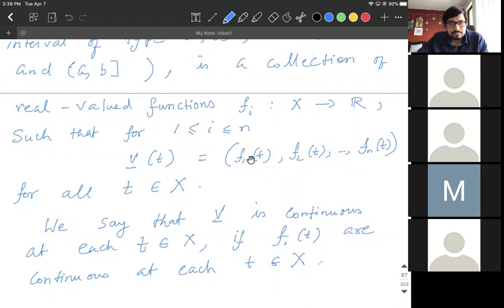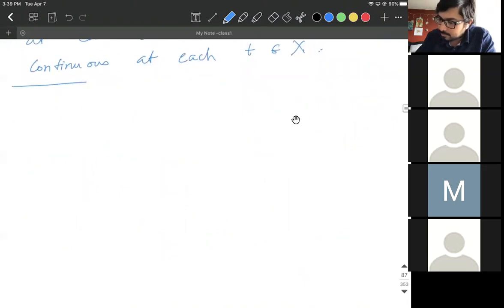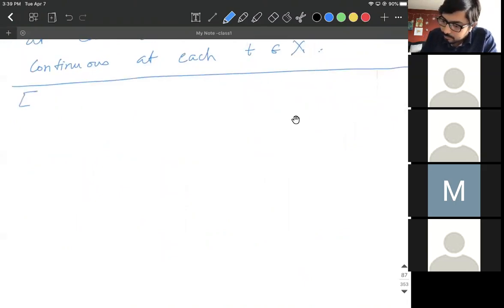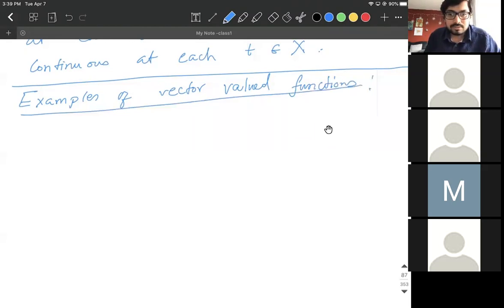Typically, we have the following examples. The examples are later on in this lecture note. If you go to page 24, you will find some examples of vector valued functions. We will start with the first one. There's an image of how a vector valued function looks.